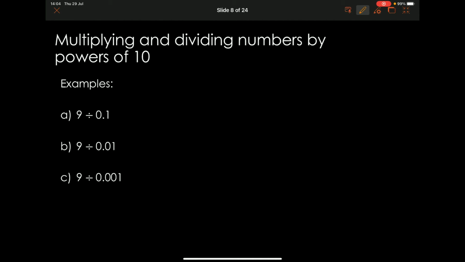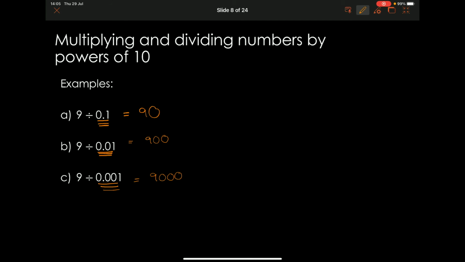Okay, if you've had a go. So again, when you're dividing by a smaller number, your answer will always be larger. In this case, it will be larger by a factor of 10. In this case, by a factor of 100. And in this case, by a factor of 1,000. So 9 divided by 0.1 is 90. 9 divided by 0.01 will be 900. And 9 divided by 0.001 will be 9,000.